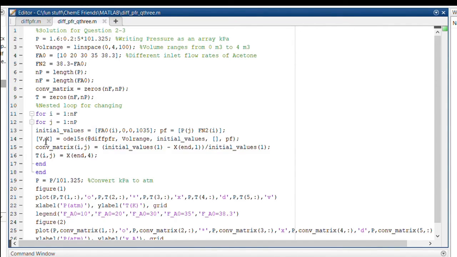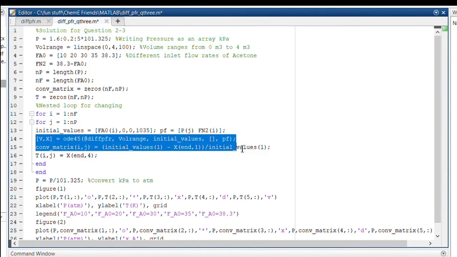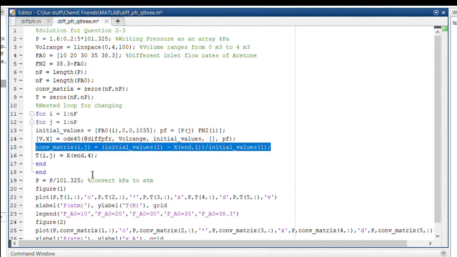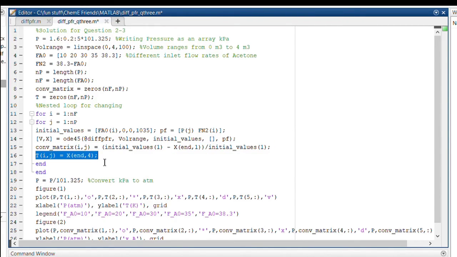Alright, so we are using an ODE solver here, and we will obtain the final flow rate through which we will get the conversion matrix, and we will also get the temperatures of each case, which we will again see in the pictorial representation. So let's move on to the pictorial representation and see what our conversion matrix and our temperature matrix should look like.